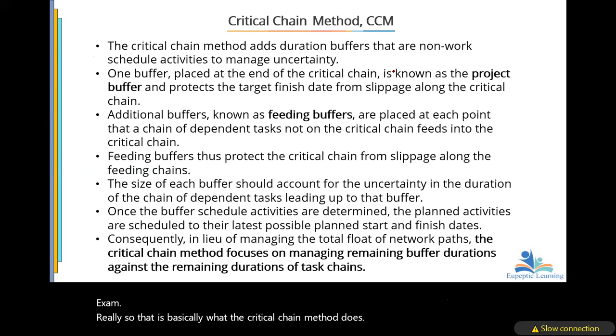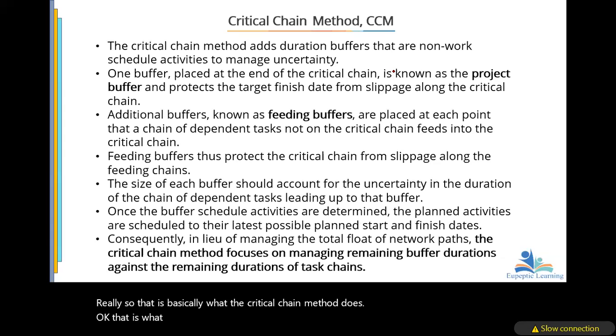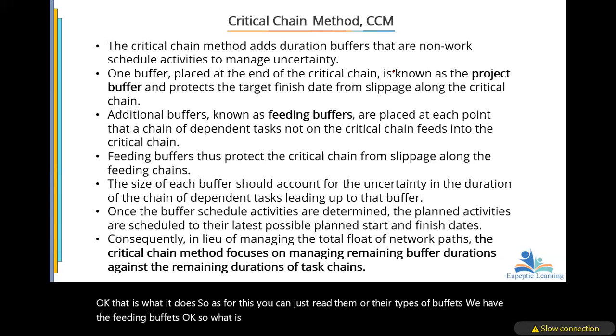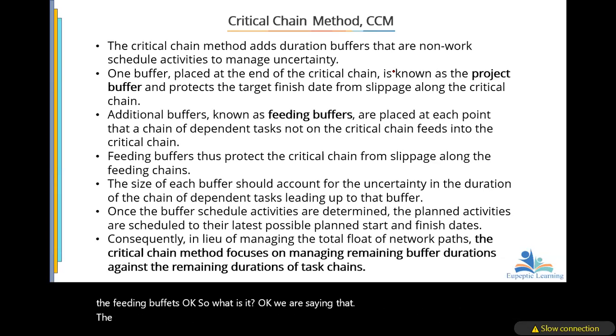As for these, you can just read them. There are types of buffers. We have the feeding buffers. We are saying that the feeding buffers are placed at each point that a chain of dependent tasks, not on the critical chain, feeds into the critical chain.